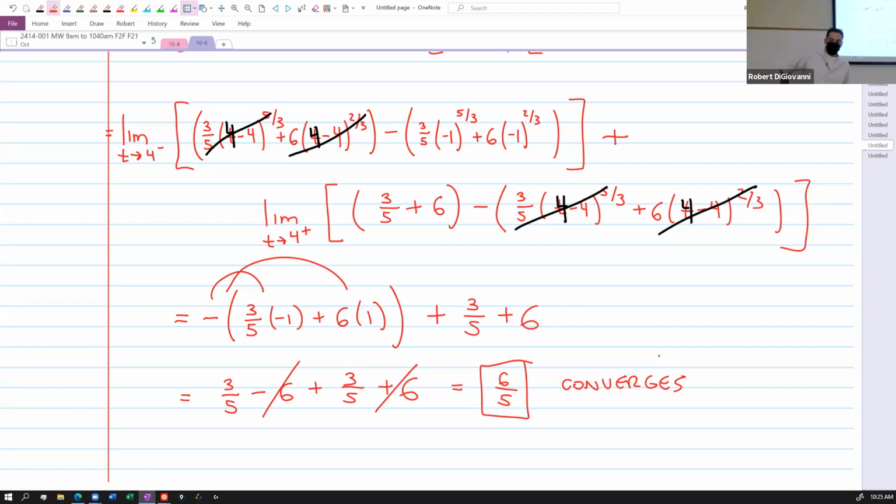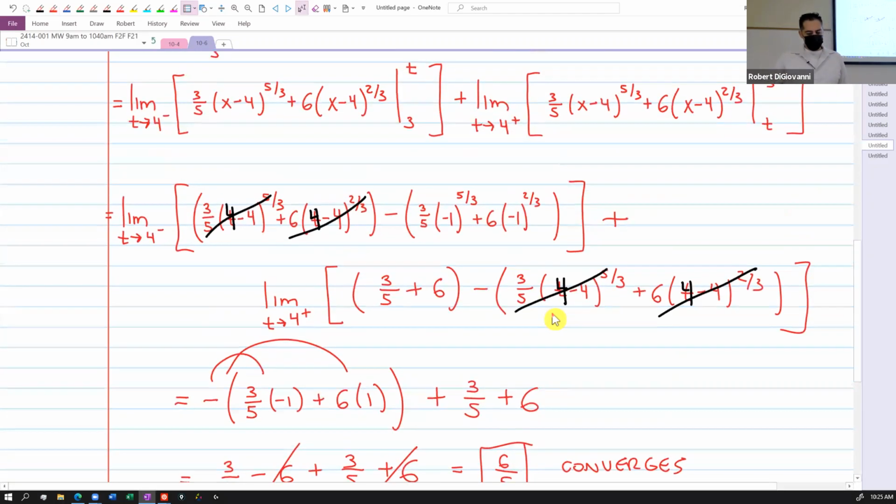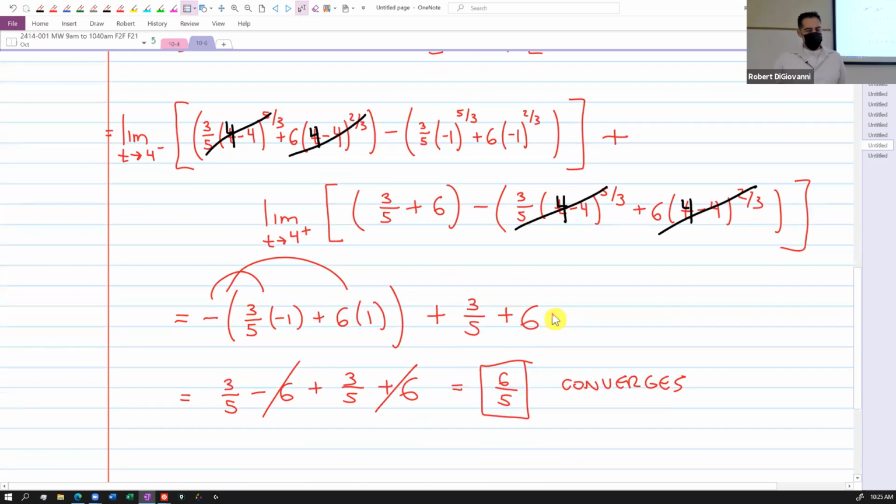Okay. Any questions or need clarification on any of this? Yes. How did you know to plug in 4? The limit. Remember what the limit was approaching? The limit's approaching 4, right? So that's why I replaced all the t's with 4s. Okay.